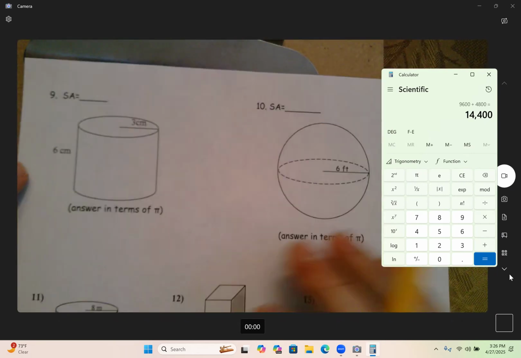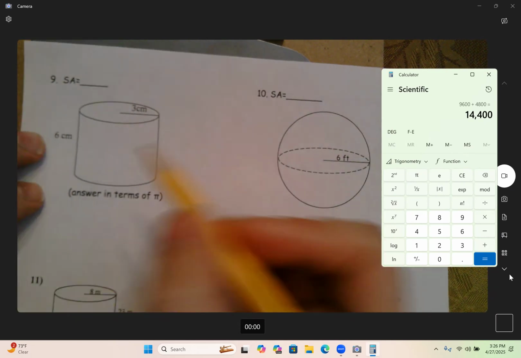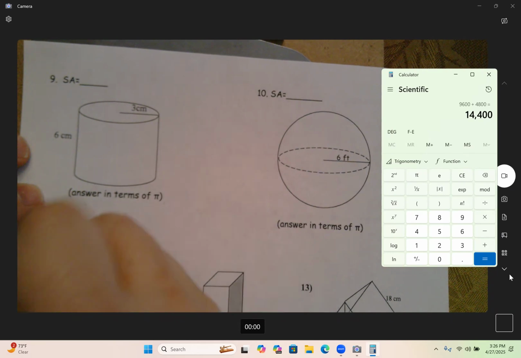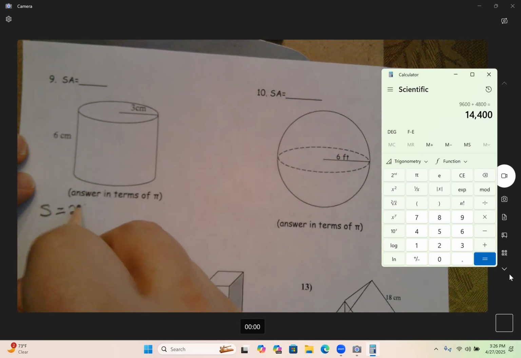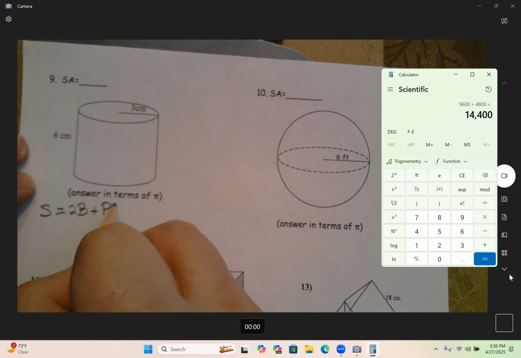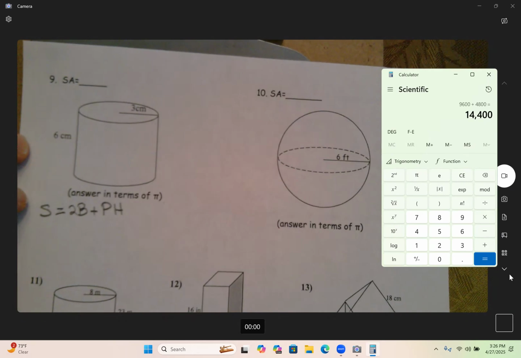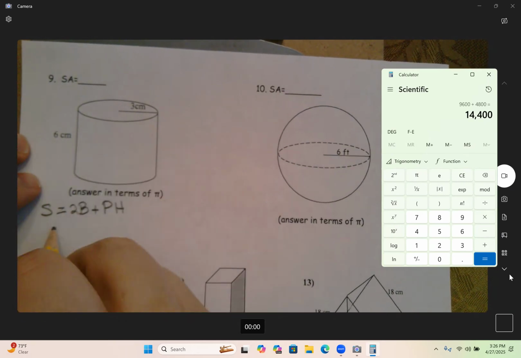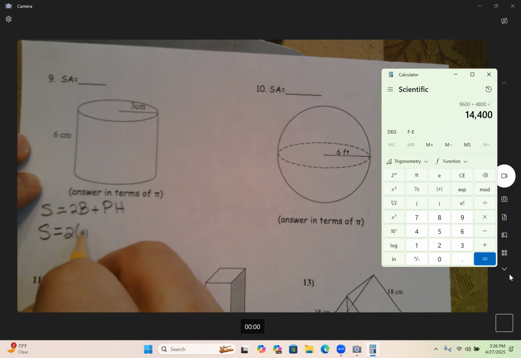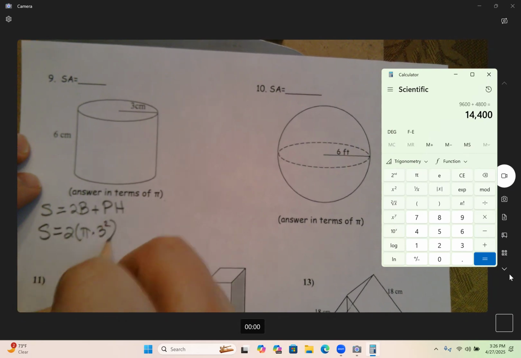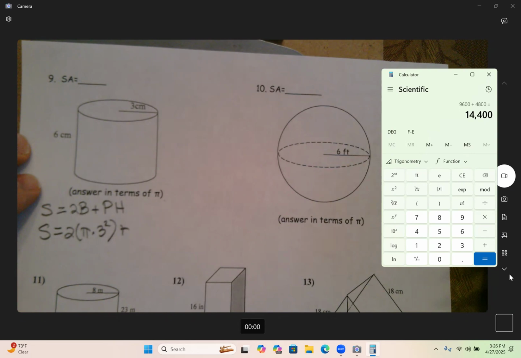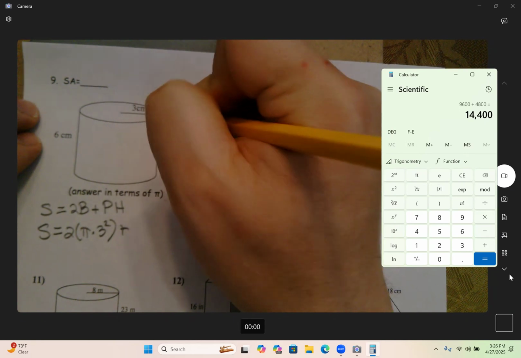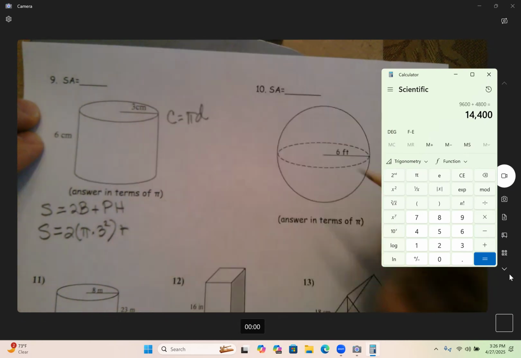Number 9, we're asked to find the surface area of a right circular cylinder. They did say answer in terms of pi. So just like the prism, the cylinder has the same formula as the prism, twice the base area plus perimeter of the base times the height. So area of a circle is pi r squared. So 2 times pi r squared, pi times 3 squared, plus, now we have to do perimeter. Now, perimeter and circumference essentially mean the same thing. The distance around the circle is like the perimeter of the circle or the circumference of the circle. You learn that circumference is pi times diameter.